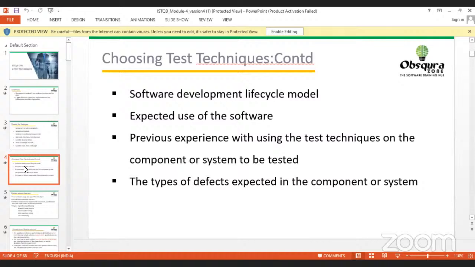Then the software development lifecycle model. You'll be learning these models in detail in further sessions, and then you will know more about it. Then the expected use of the software. How is the software expected to work? Based on that, we choose a test technique. Then the previous experience with using test techniques on the component or system to be tested, and the types of defects expected in the component or system. Based on the defects and previous experience, we choose the test technique. These are all general terms. You can go through this and understand it.